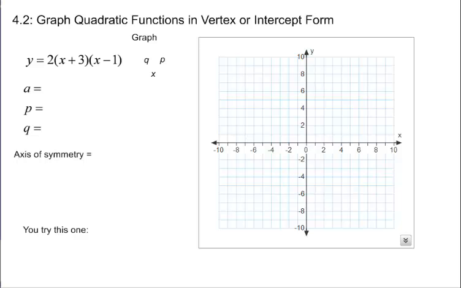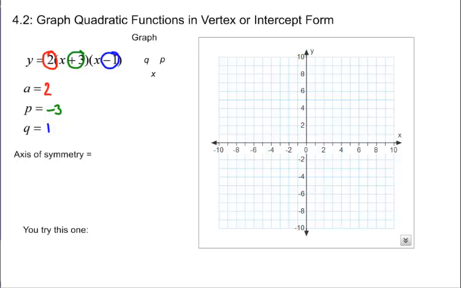Okay, let's check another equation out from intercept form. Y equals 2 times x plus 3 times x minus 1. And again, a is that number right in front of the whole equation right there. There's your a. Super secret opposite society: if I have x plus 3, super secret opposite society says that p will be negative 3. For my q, super secret opposite society says q will be 1.